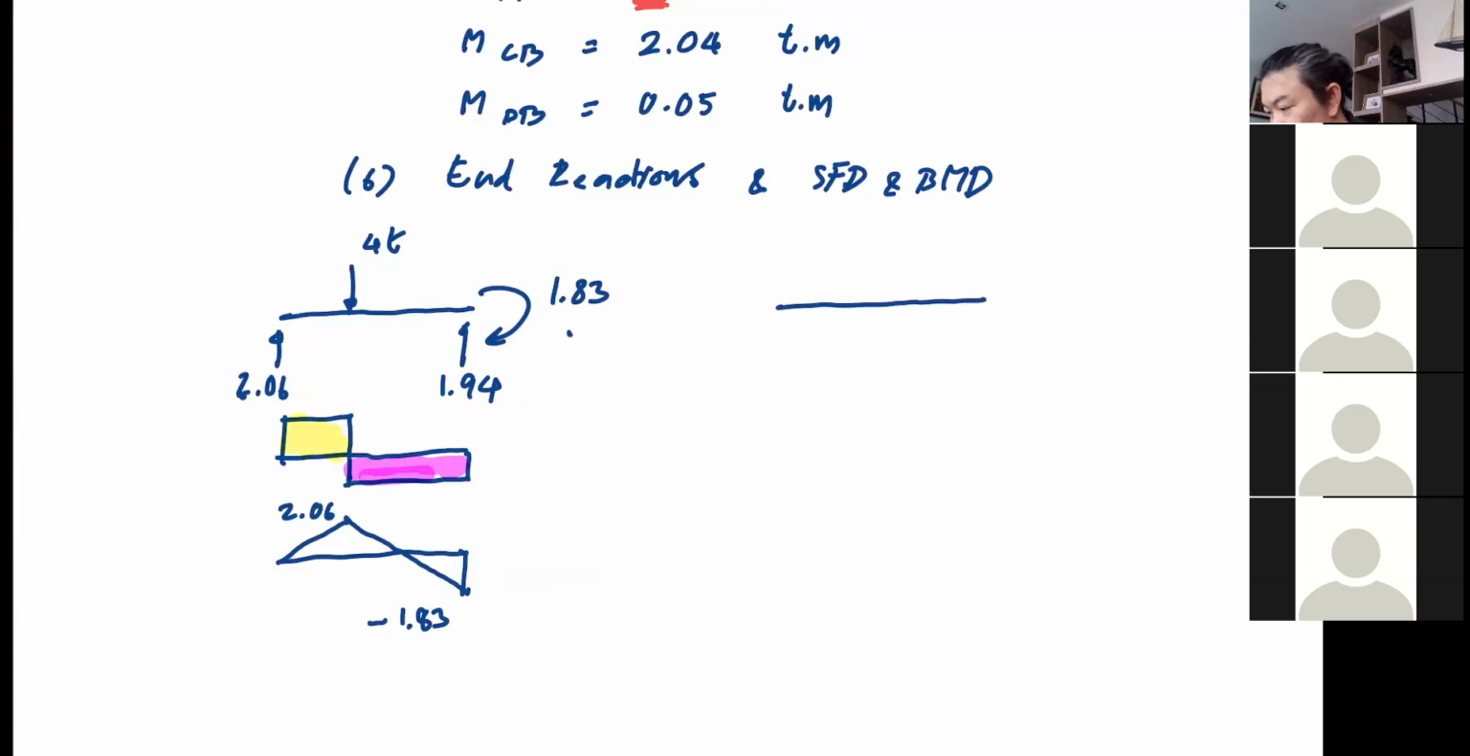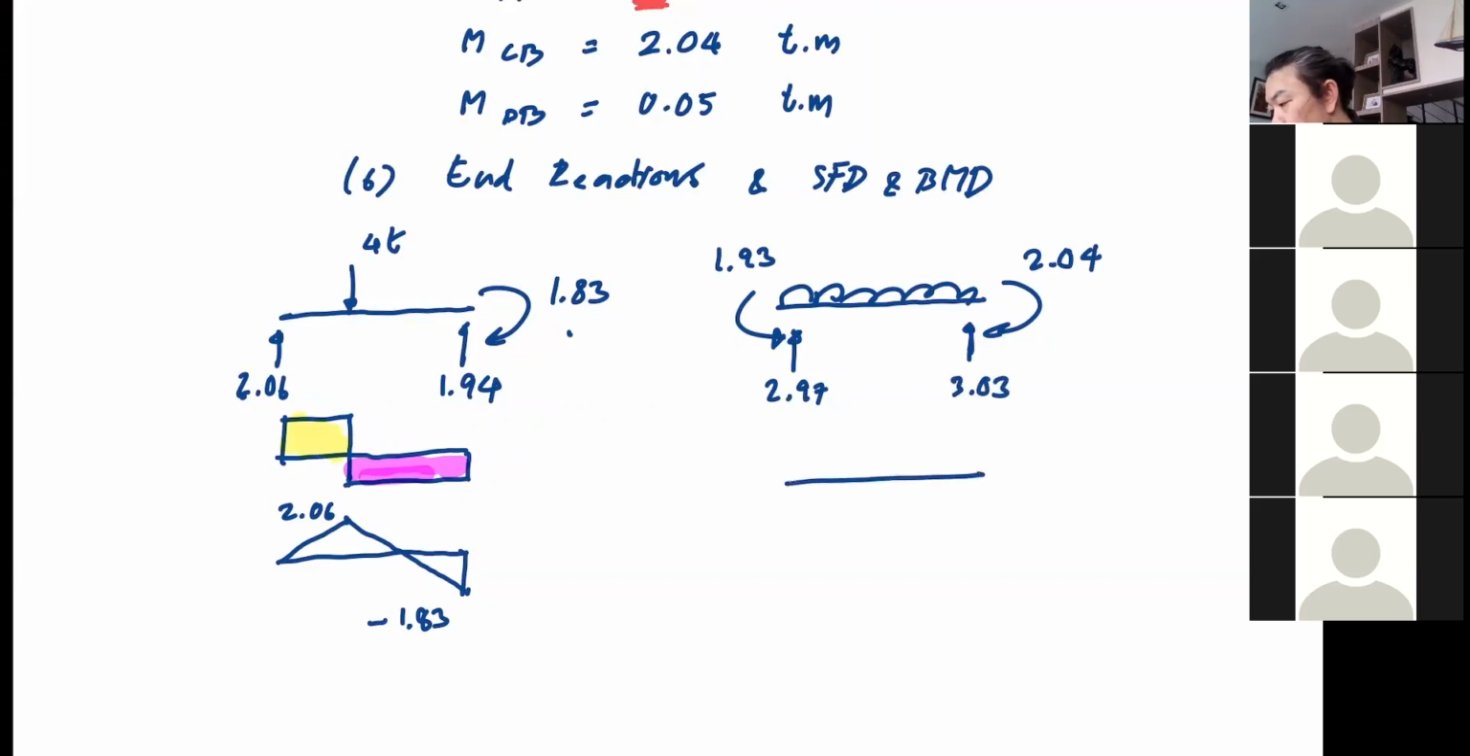Another member here, whereby you have 1.93, and you have a uniform load, and you have 2.04 here. A quick calculation would give you the end reactions, which are equal to 2.97 and 3.03. So now you know with that, they're not going to be equal, right? 2.97 is slightly less. So you have the lower portion bigger.